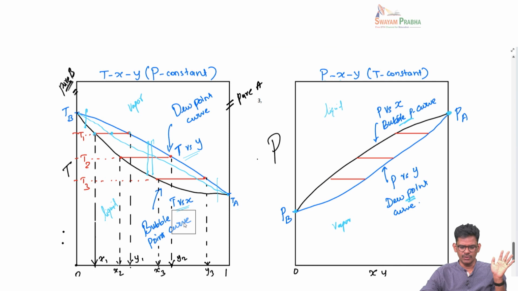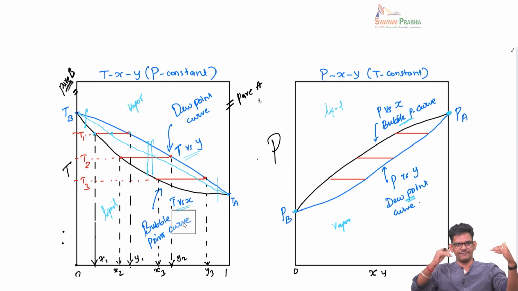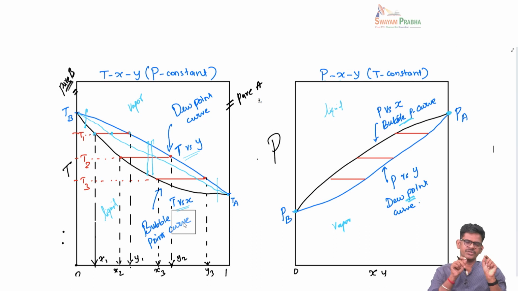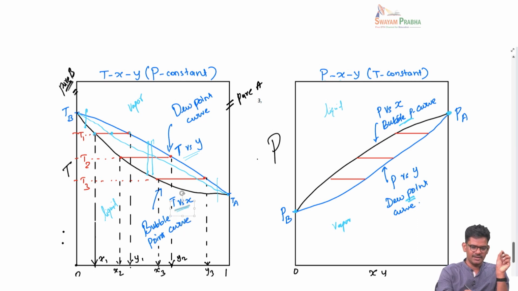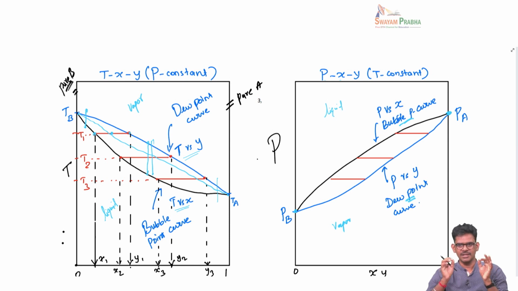Right? So here I can take several temperatures between TA and TB. TA and TB are the two limits in which the two phases will be in equilibrium. I can choose different temperatures between TA and TB, for example T1, T2, T3. And you see at that temperature there are coexisting vapor and liquid. If you take temperature T1, there is a corresponding liquid phase composition X1 and vapor phase composition Y1. X1 and Y1 are the equilibrium compositions of the liquid and the vapor at temperature T1.